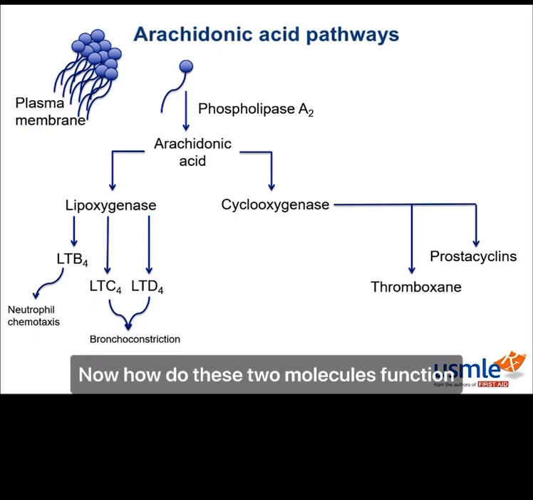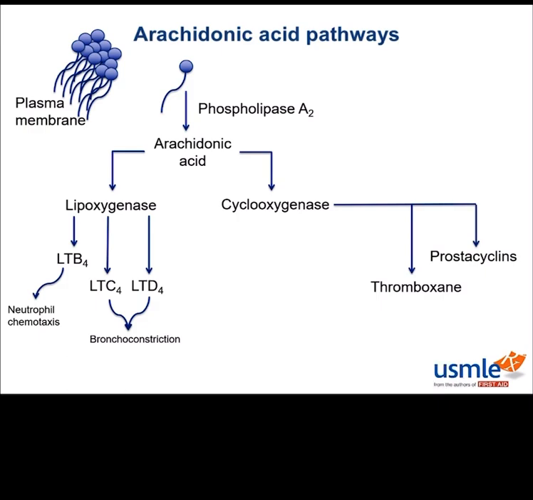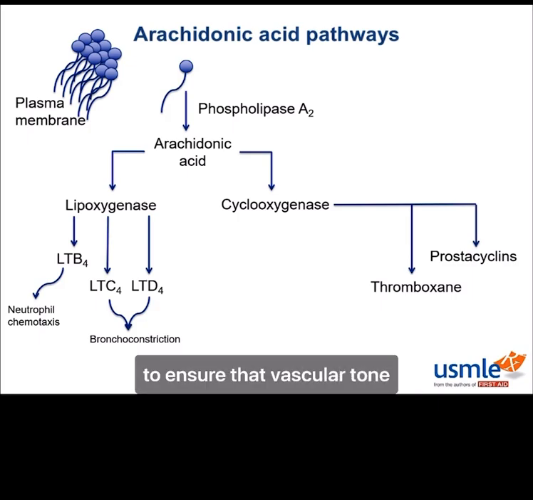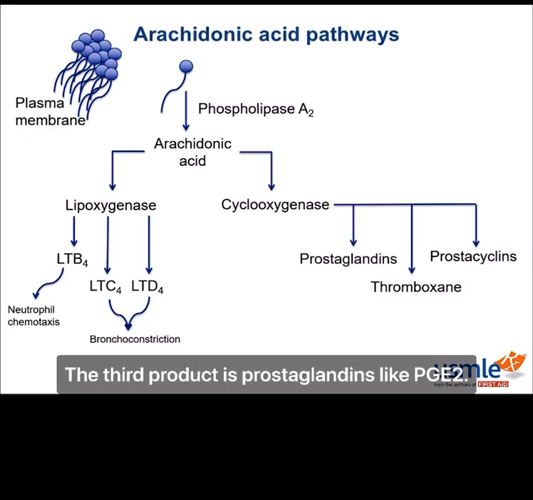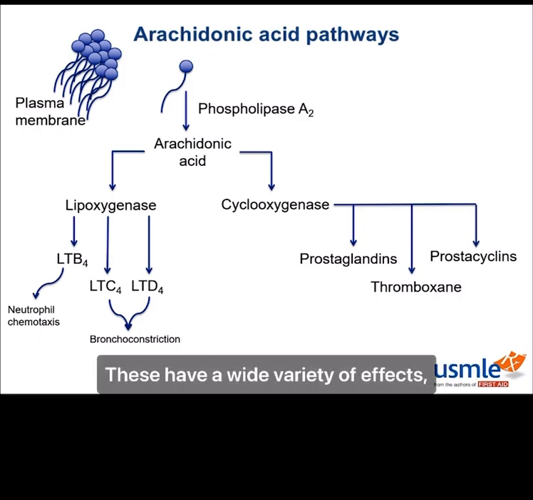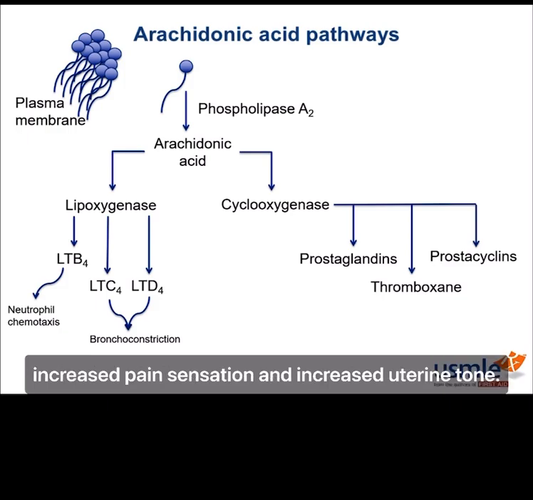Now, how do these two molecules function in the body together? Well, they balance each other out to ensure that vascular tone is being regulated appropriately, as is the appropriate activity of the hemostatic pathways. The third product is prostaglandins, like PGE2. These have a wide variety of effects, including decreased vascular tone, increased pain sensation, and increased uterine tone.